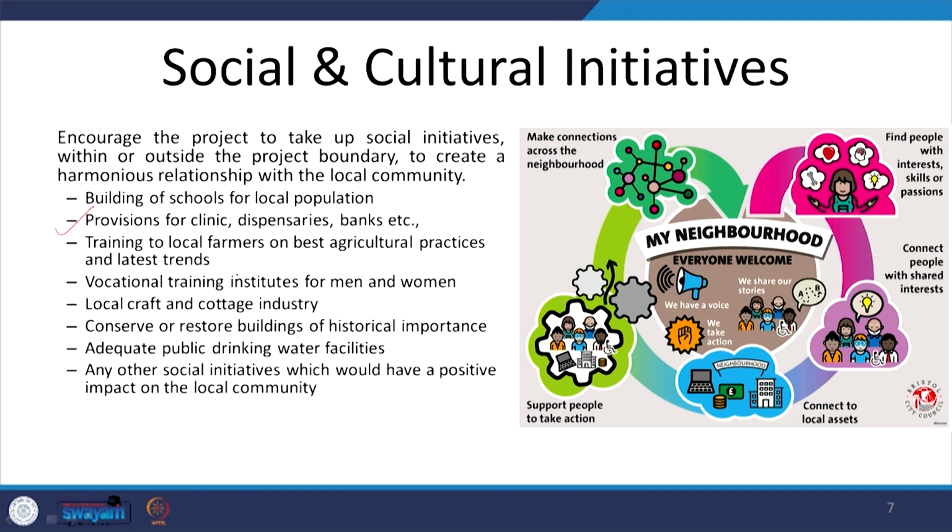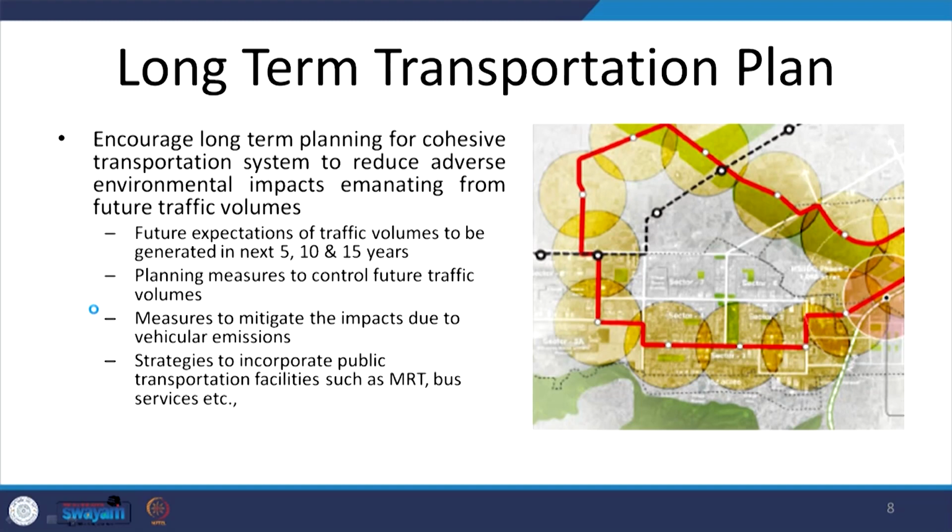Then other facilities, amenities, for example, vocational training institutes may be clubbed within the large development. For example, the conservation and restoration of buildings of historical importance, if there is a part of the site which has some such monument, then conservation and restoration of such buildings as part of the site development is a good strategy. And besides these, any other social initiative which can be incorporated and provided for right at the design stage itself.